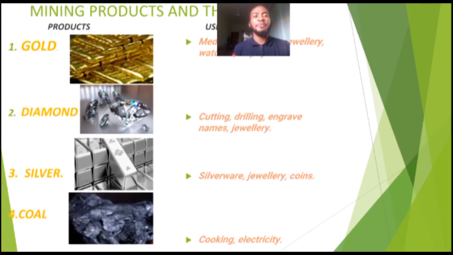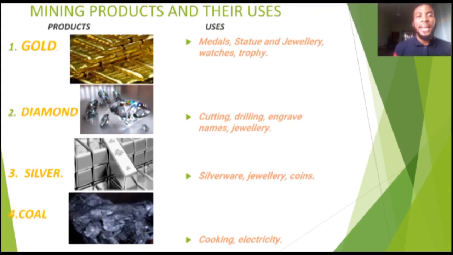You have mining products and their uses. Product 1, you have gold. You can see semi-finished gold. It could be used for medals, statues, jewelry, watches, or trophies. The cup you give a team that's won a competition. So that's product 1.